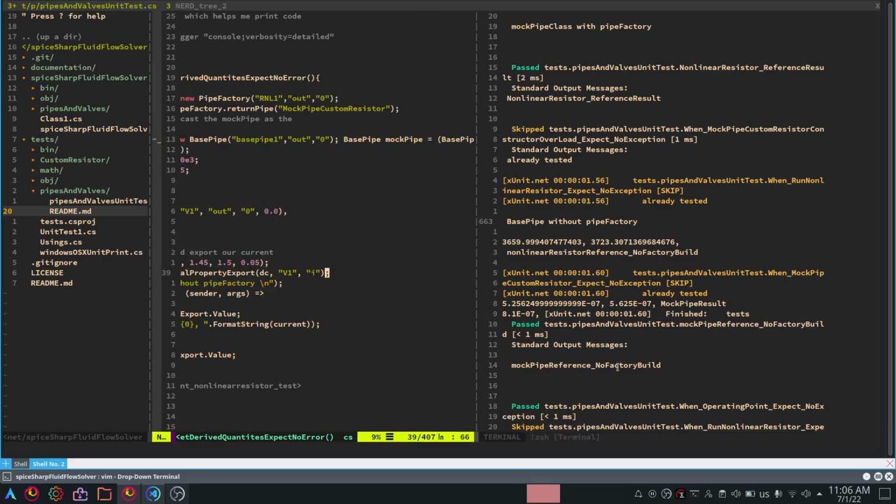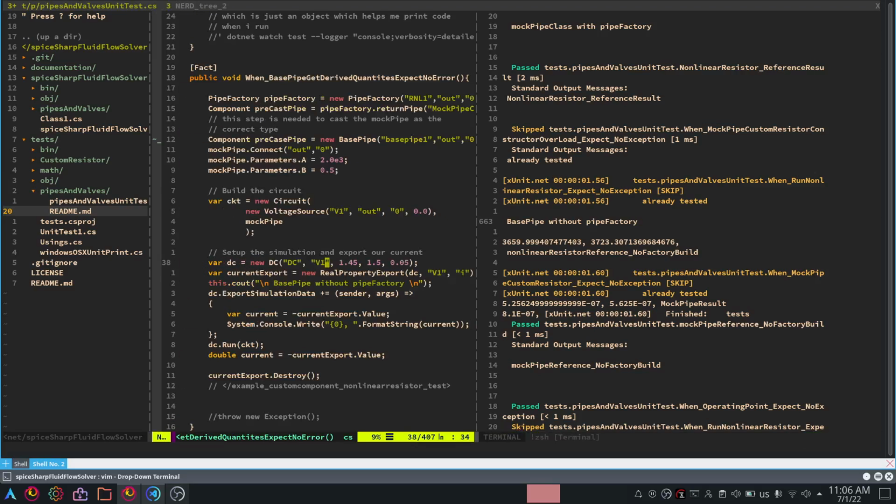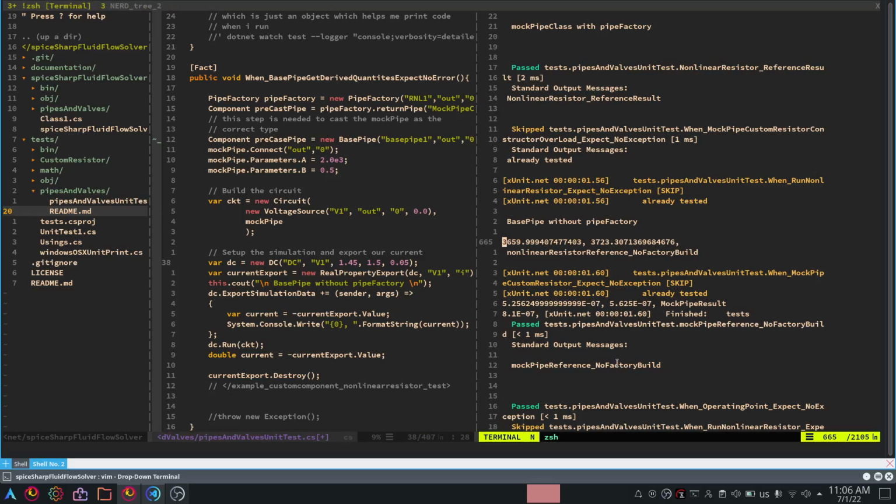I put 1.45 so-called volts, but now it's in kinematic pressure units, so it's meter squared per second squared. And then this becomes the mass flow rate. It's about 3660 kg per second of mass flow. That's a huge amount.